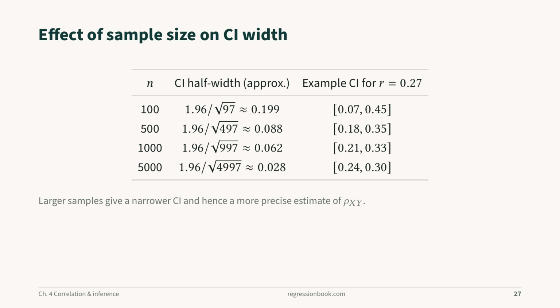Sample size drives precision, and the table quantifies it for a correlation of 0.27. 100 observations give a half-width near 0.2. The interval runs from 0.07 to 0.45, hardly informative. 500 halve it. Our 1,000 gives 0.21 to 0.33. 5,000 narrow it to 0.24 to 0.30. Larger samples, tighter intervals, more precise statements about the population.